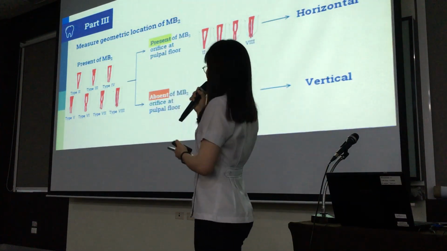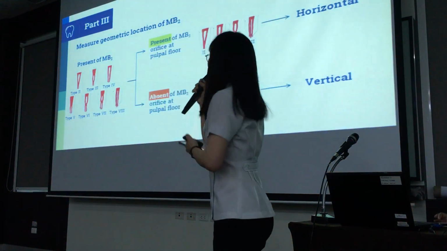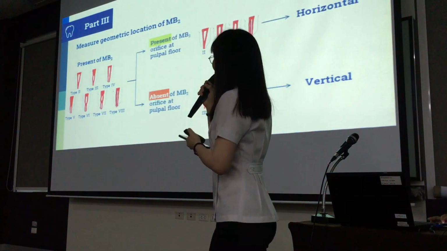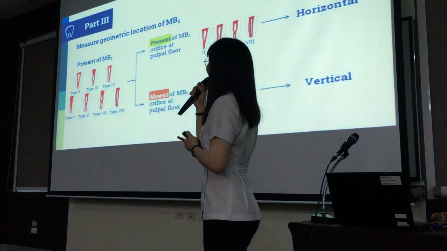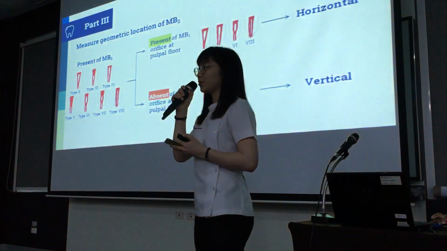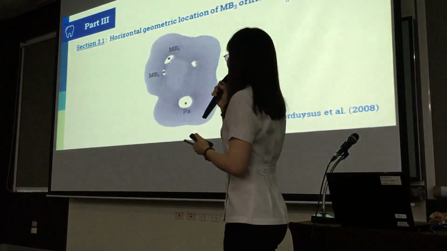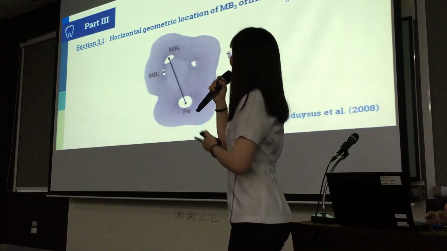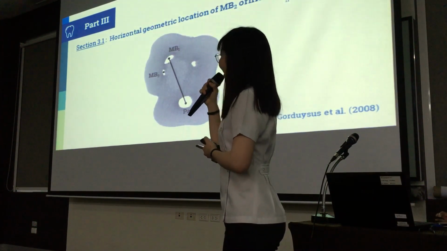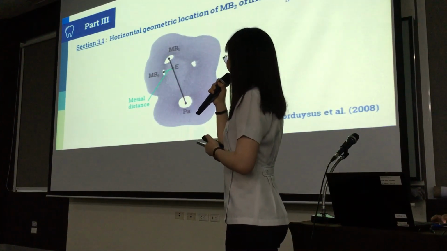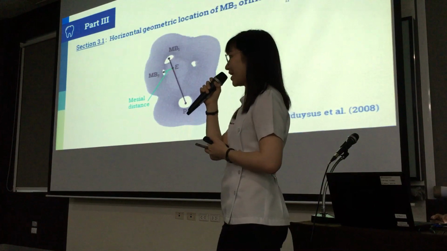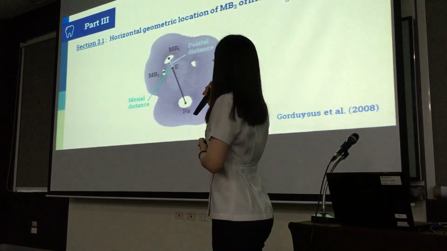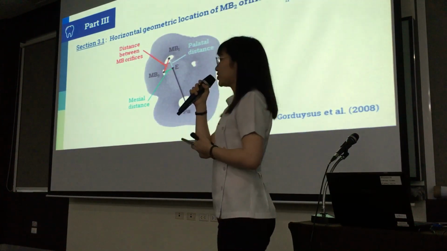For part 3, the teeth were divided into 2 groups. The first group presented MB2 at the pulpal floor level. This group will be used to measure the horizontal geometric location according to Gorduysus's method. Briefly, this method suggests drawing a line from the MB1 orifice to the palatal orifice, then drawing a line from MB2 perpendicular to the MB1-palatal line, and then the average distances were the mesial distance, the palatal distance, and the distance between the MB orifices.